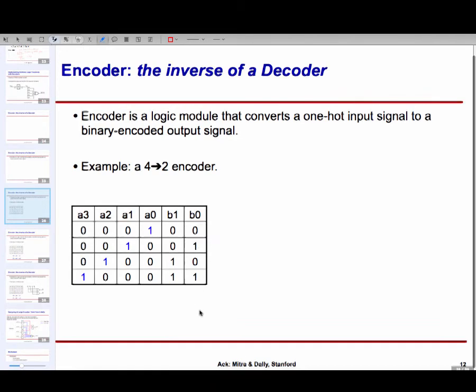Do you see something odd about this truth table? I have 4 inputs. How many rows should I have? 16. What happened to the other 12 rows? Don't care. Remember, don't care. We don't care. Okay, why don't we care? Because they are one hot. What do you mean by they are one hot?